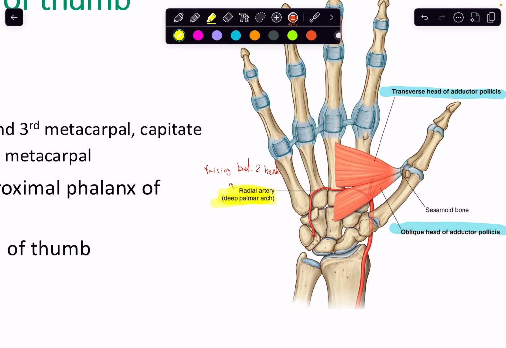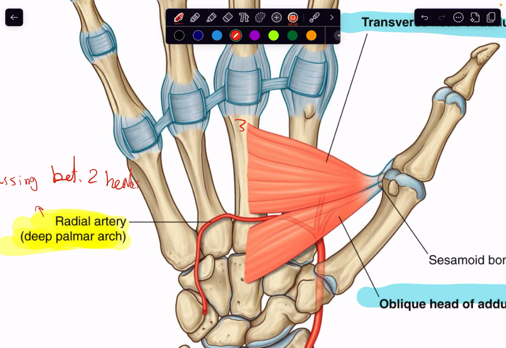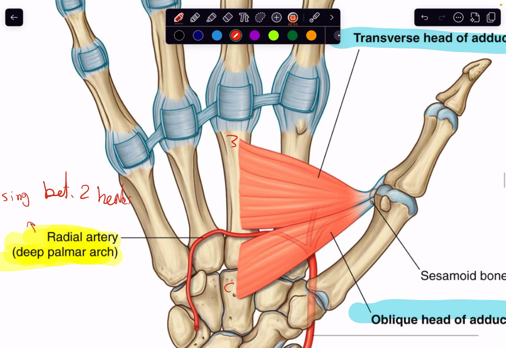Origin and insertion are the same, just remember this middle one. The 3rd metacarpal gives the transverse origin, and the 3rd metacarpal and the capitate give the oblique, and both of them are inserting to the proximal phalanx, right? As the name says, it is the adductor, so it is called adduction. What is adduction of the thumb? This is abduction, this is adduction. Abduction, adduction, right?